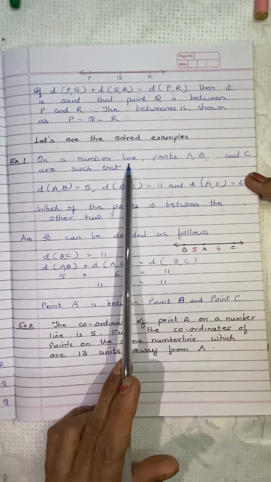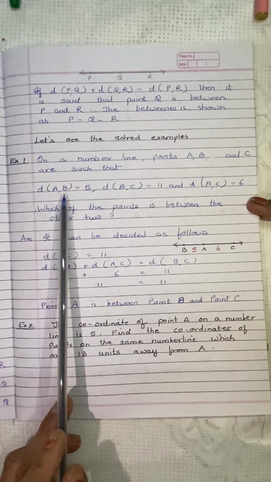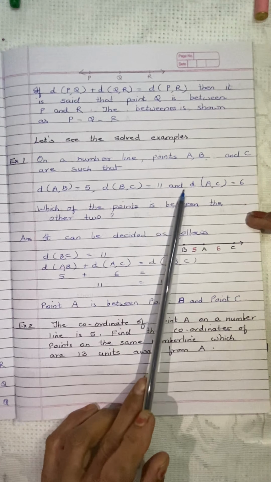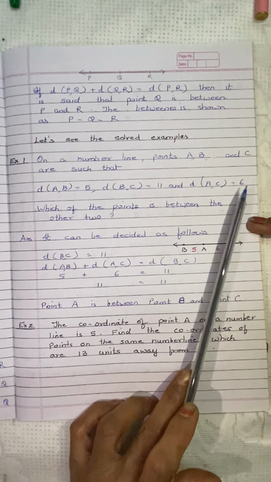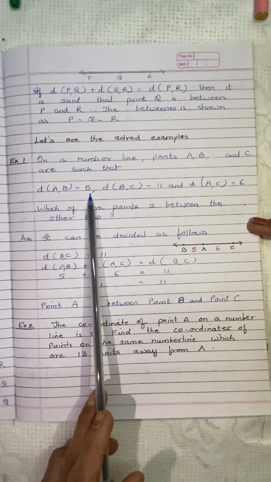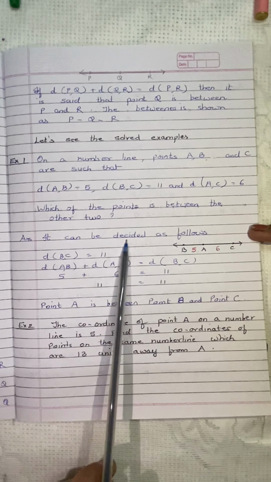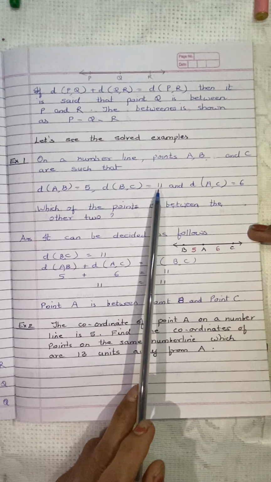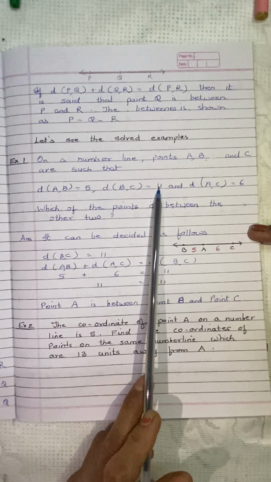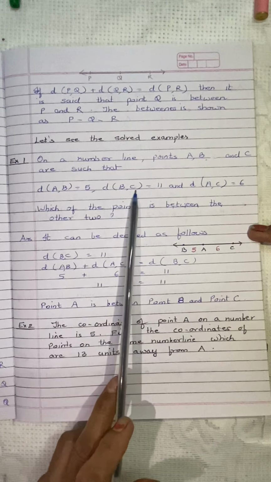Example 1. On the number line, points A, B and C are such that the distance between A and B is equal to 5, the distance between B and C is equal to 11, and the distance between A and C is equal to 6. Which of the points is between the other two? Now if you look at the three readings they have given us, it can be decided as follows. If you look here, 5 and 6, the sum of 5 and 6 is 11, right? So then we can say A, B and C will be the 3 points on the line.